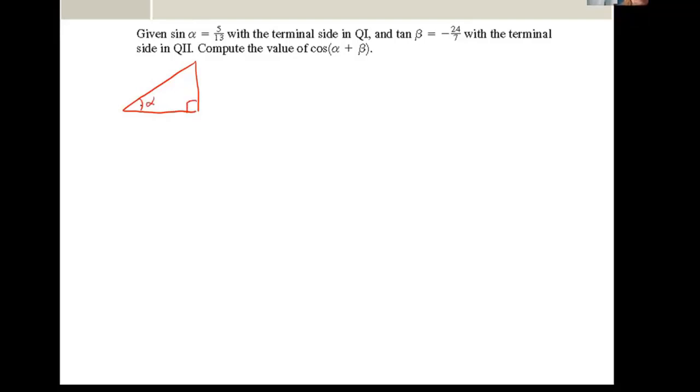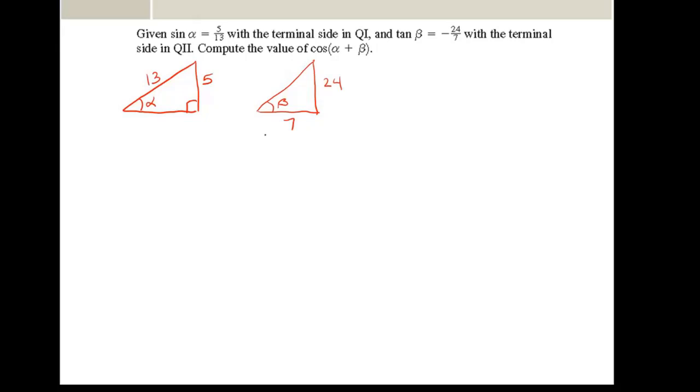And here's alpha. So what does that mean? The hypotenuse is 13 and the opposite side is 5. Okay. Wouldn't you have to draw another triangle too, for beta? Yes, good. So I have another triangle here for beta. And what can I say about that? Well, it's tan, so you can say opposite is 24 and adjacent is 7, but you have a negative fraction. So will one of the values be negative? It would have to be, right? How can you tell which one?